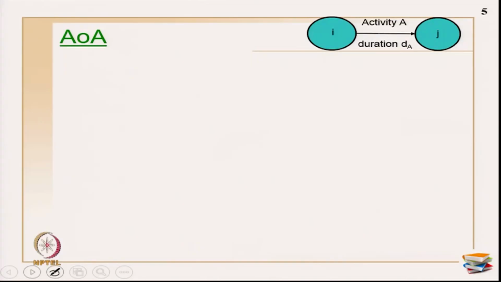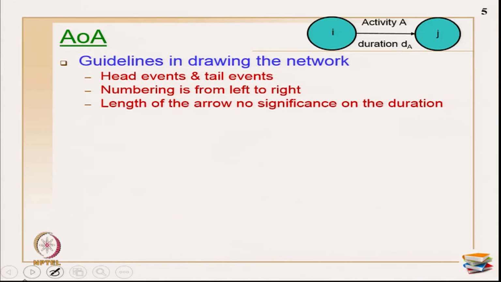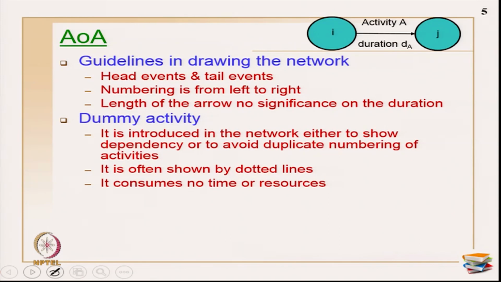Now, activity on arrow diagram. We will see a little more on that. The guidelines in drawing: primarily you have head events and tail events. As I told, I is primarily the tail event and J is the head event. Numbering is generally done from left to right, which implies it just starts from I and proceeds to the J-th event and so on. And the length of the arrow, as I have told already, has no significance on duration, even though you are representing the duration along the arrows.